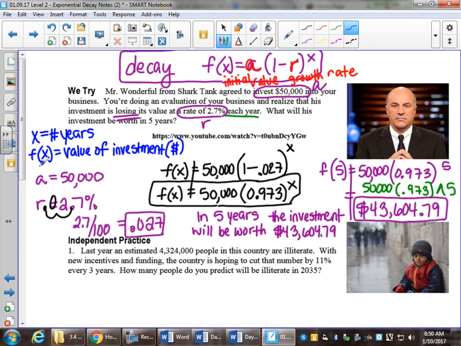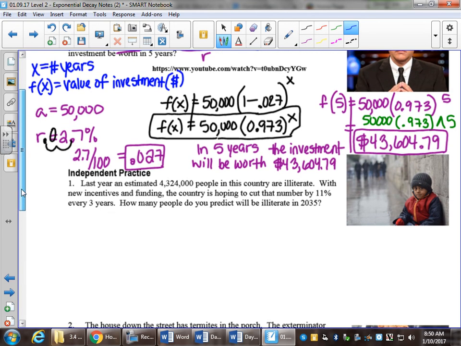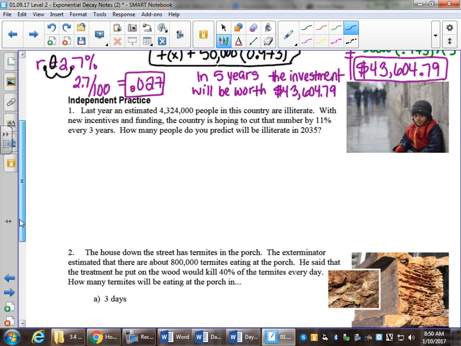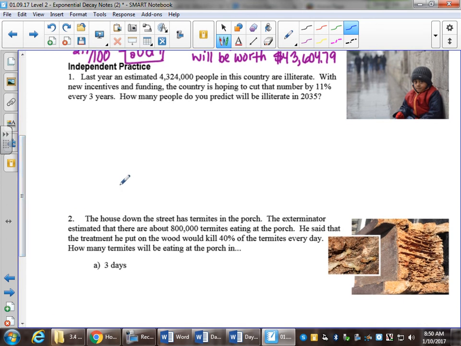This process does not change. So let's look at our next two. These are technically labeled independent practice, but I do plan on doing a piece of each of them with you. And then when I ask you to pause and finish, please do that. Please pause and finish on your own. Let's read number 1. Last year, an estimated 4,324,000 people in this country are illiterate. Illiterate means that they can't read. With new incentives and funding, the country is hoping to cut that number by 11% every 3 years. How many people do you predict will be illiterate in 2035?